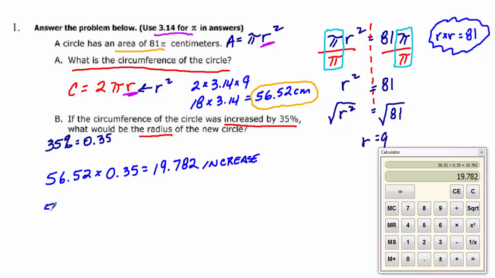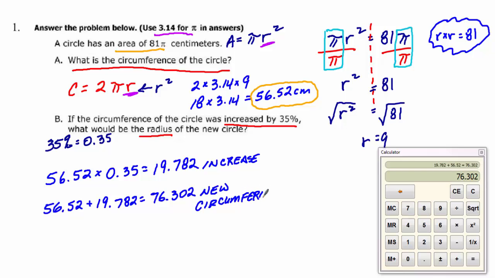So we need to take our 56.52 and add 19.782. So 19.782 plus our 56.52 gives us 76.302. That is our new circumference. You might think, man, it would be great if the problem was just over now, but it's not, because we need to find the radius.